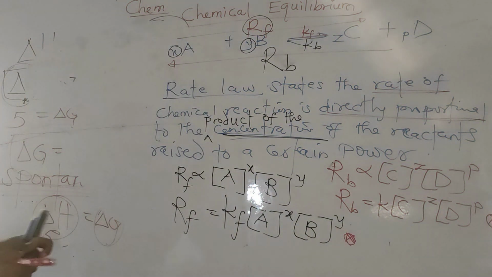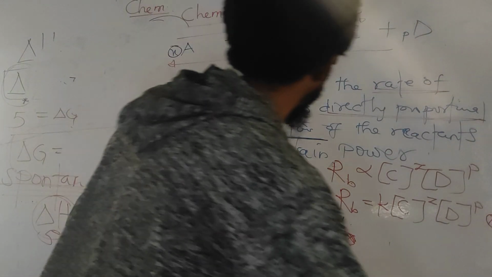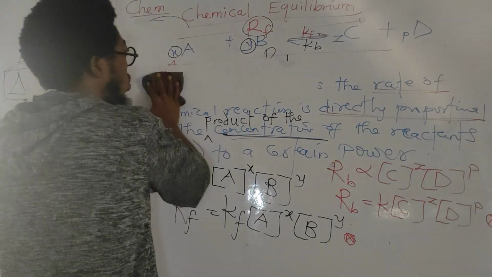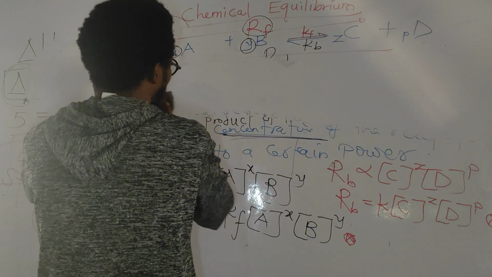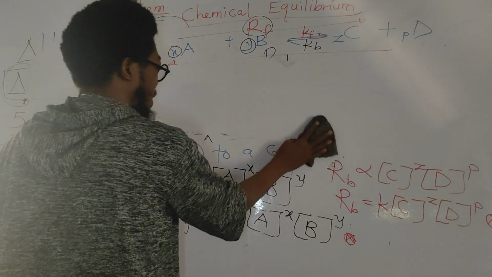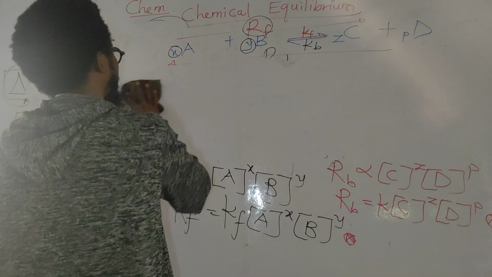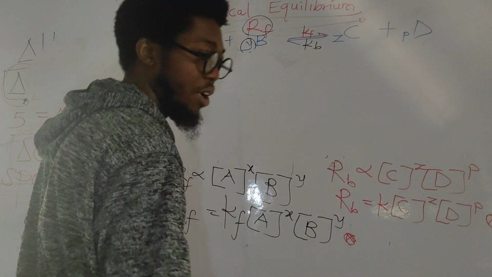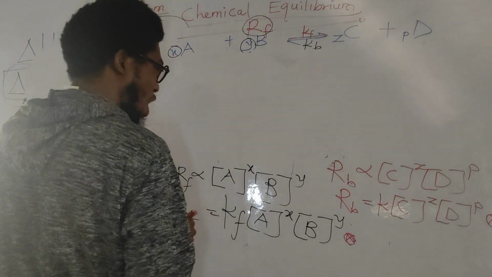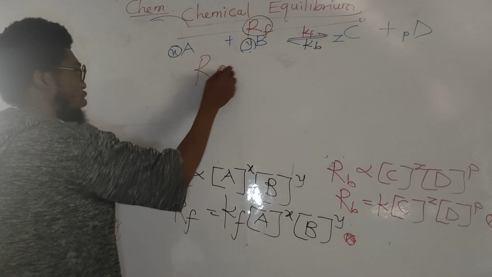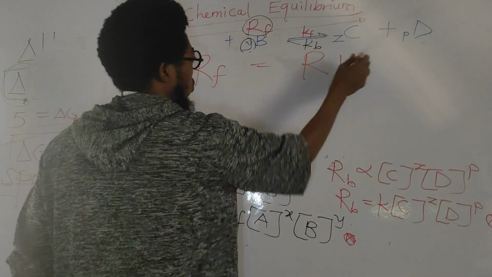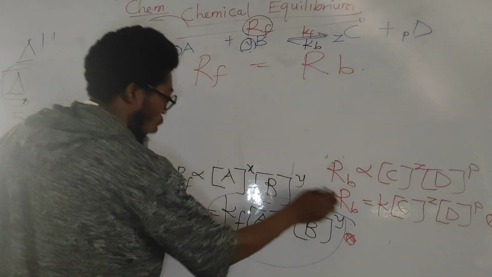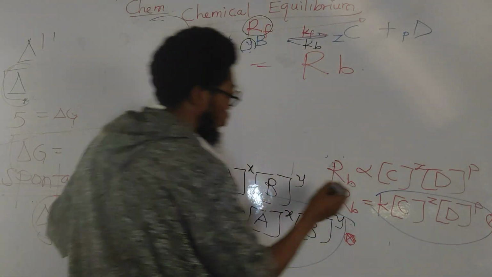And this is the expression for the rate of the forward reaction. Can you remember what we said we want to pay our attention very close to? We said we want to pay close attention to something that we call the condition for a system to be in chemical equilibrium. And that condition is that the rate of the forward reaction must be equal to the rate of the backward reaction. So if rate of forward reaction equals rate of backward reaction, this is what we call the rate of forward reaction, and this is the rate of backward reaction.